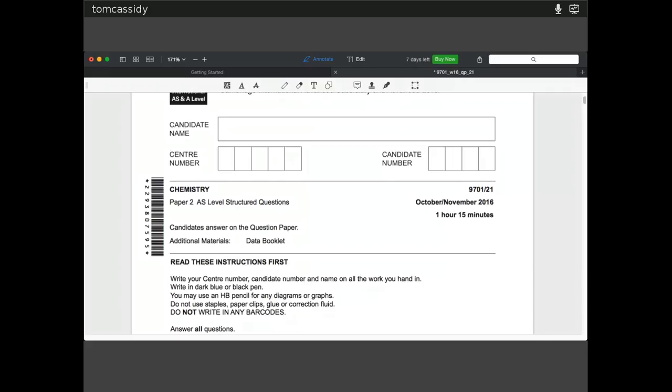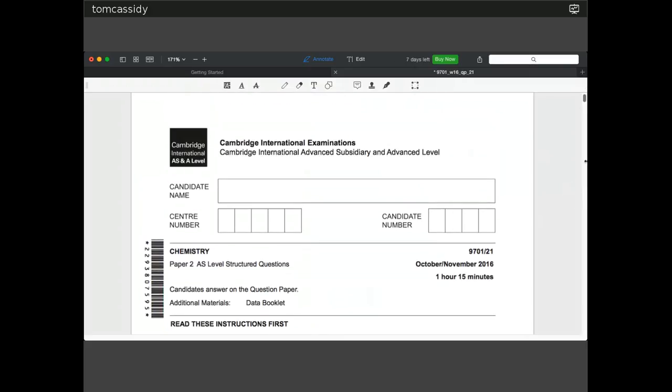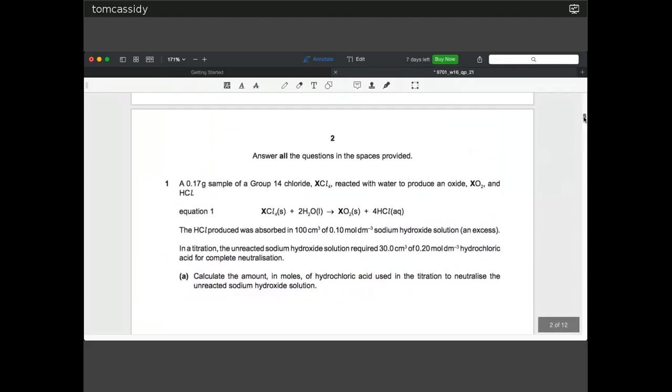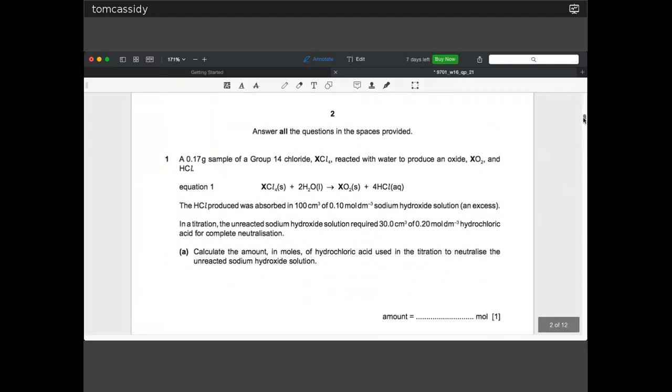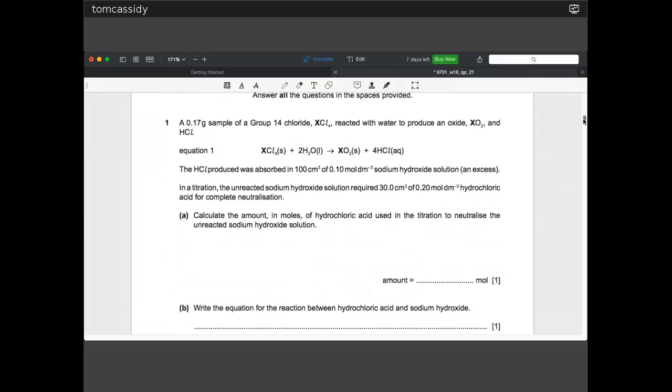All right. So welcome to the live stream. This is the paper 2, the structured questions for AS level chemistry from 2016. Let's just scroll up. Okay. All right, so in this question, they're guiding you through step by step, and you're going to start off by calculating the amount in moles of hydrochloric acid.